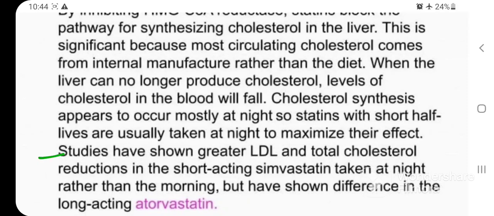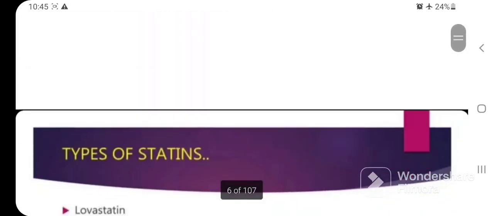Next, studies have shown greater LDL and total cholesterol reduction with the short-acting simvastatin taken at night. Simvastatin is one of the statins. You are observing the suffix here, statin. These are the statins. Simvastatin is taken at night rather than in the morning, but no such difference has been shown with the long-acting atorvastatin. Remember this one. They inhibit the synthesis of cholesterol in the liver. That's why cholesterol synthesis decreases, so the cholesterol level also decreases in the body. This is the role of statins.